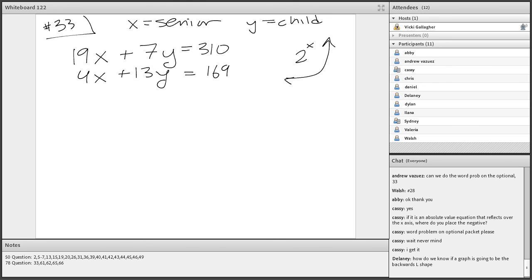All right, so if we're going to do elimination, we need to have one of the variables have the same number. It doesn't matter which variable. When I was doing it, I chose the letter x, probably because I liked the number 4 better than the number 7. And so I'm going to multiply the top equation by 4. And then I need the bottom equation to be the opposite sign. So I'm not just going to multiply it by 19, I'm going to multiply it by a negative 19 so that it turns into a negative 76.